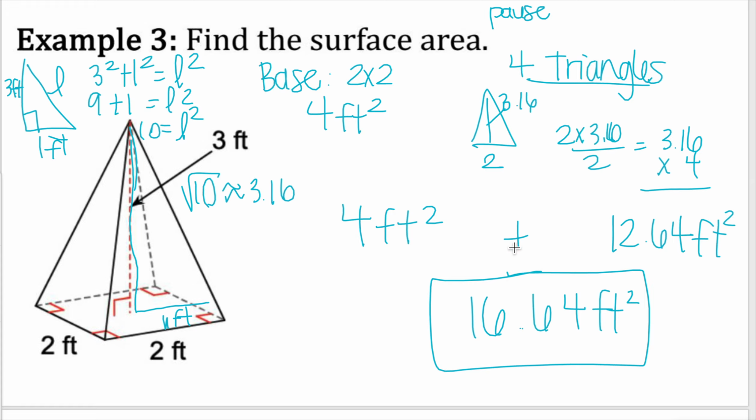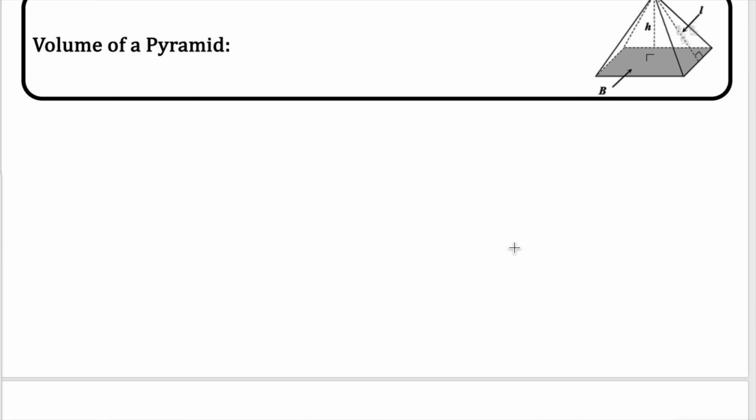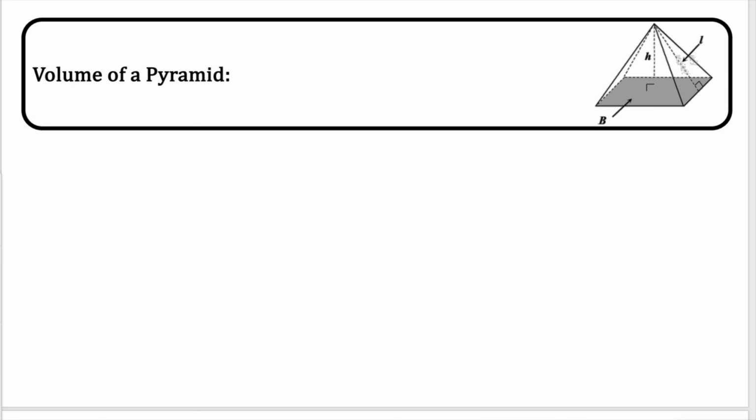Again, you can still be plugging this into the formula that we talked about at the very beginning. Whenever I talk about the surface area of pyramids, I find it easier to just problem solve by finding the area of all the faces and bases. Next up is volume of a pyramid. This is on the back of our note sheet.